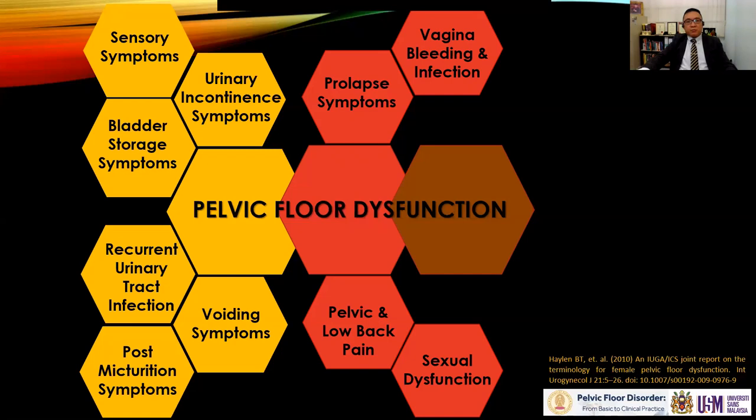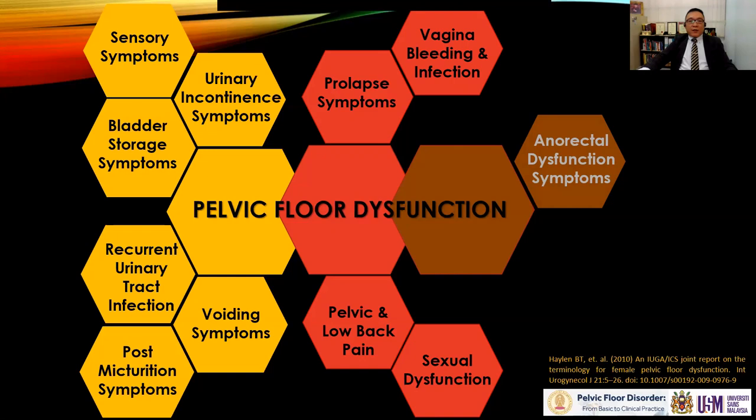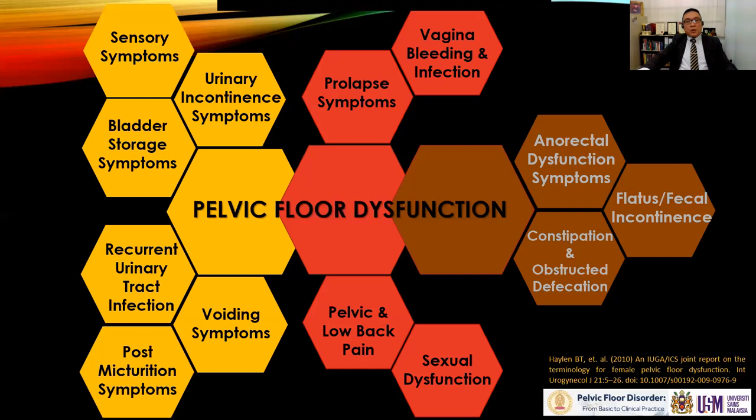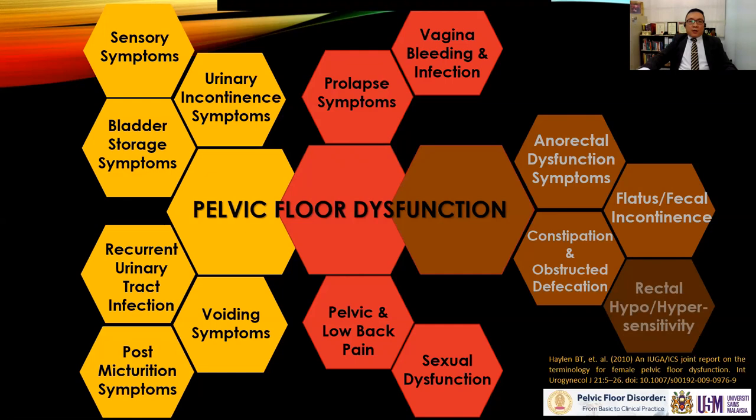So we look out for anorectal dysfunction symptoms. I think it is very important to look out for this because it causes a very specific deterioration in the quality of life, especially when they have to digitate in order to remove the feces. They come to you with obstructed defecation and constipation. They may come to you with flatus or fecal incontinence. With fecal incontinence, we also have to look out for whether it is true incontinence or because of sphincter injury causing this incontinence. These patients may also come with rectal hypo- or hypersensitivity, and when the prolapse worsens, it may cause bleeding.